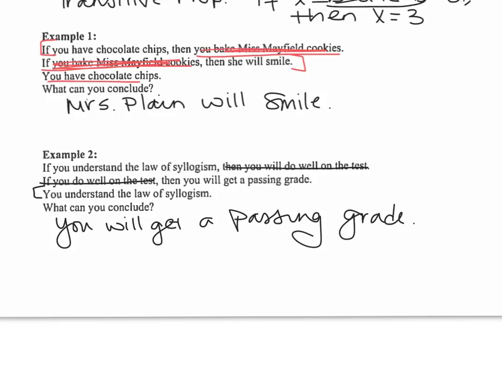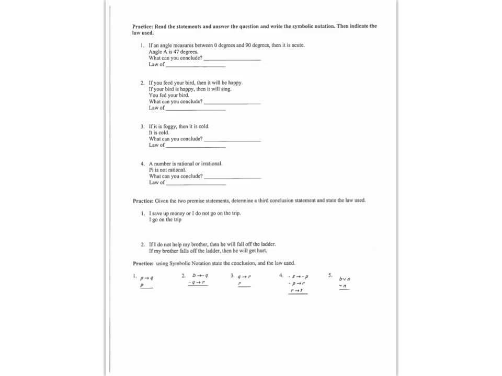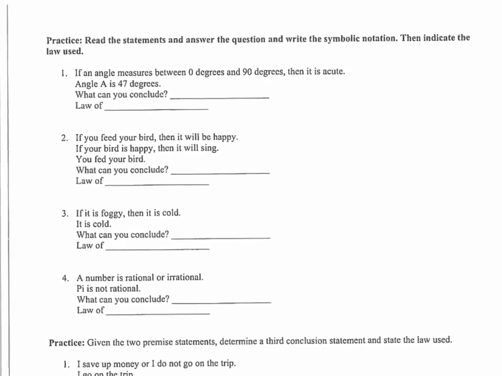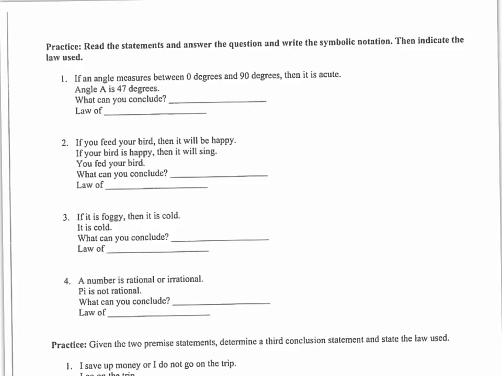Go ahead and flip your paper. If we take a look at this, it says read the statements and answer the question and write the symbolic notation, then indicate the law we used. We didn't write the symbolic notation on law of syllogism, but it's basically the same thing as detachment. It's just with 2 if-then sentences versus 1. I'll show you how to do it on these ones. So it says if an angle measures between 0 and 90 degrees, then it is acute. Angle A is 47 degrees. What can you conclude?